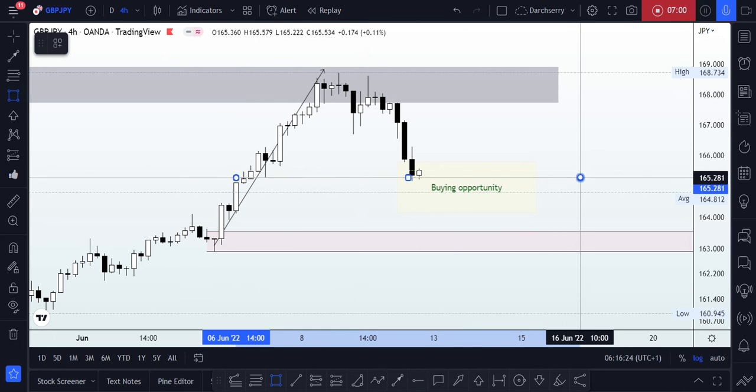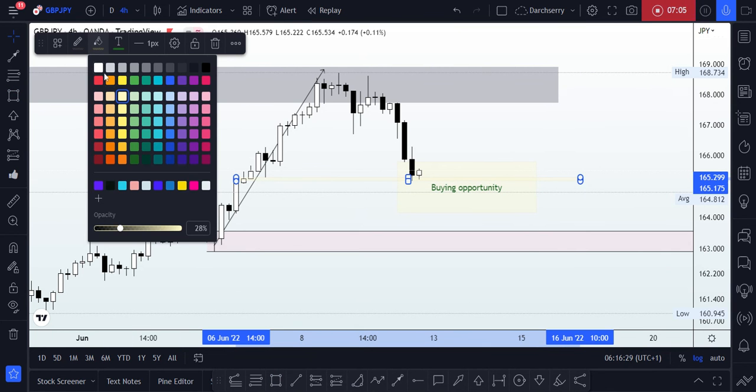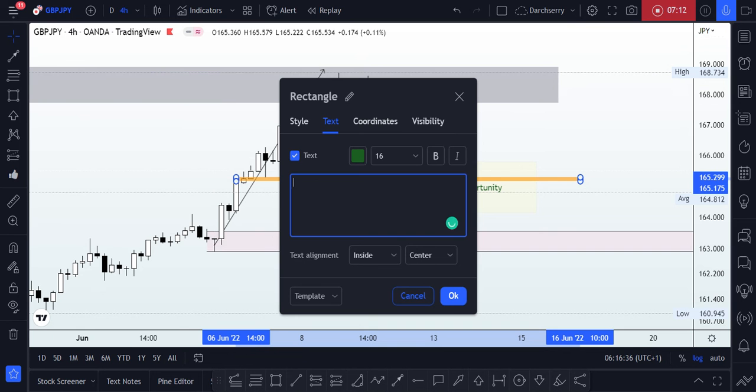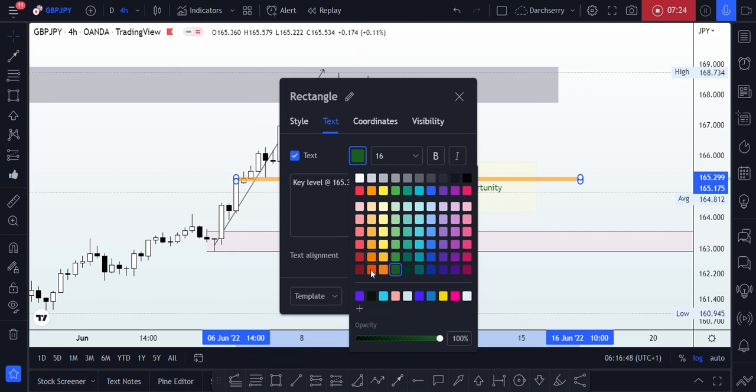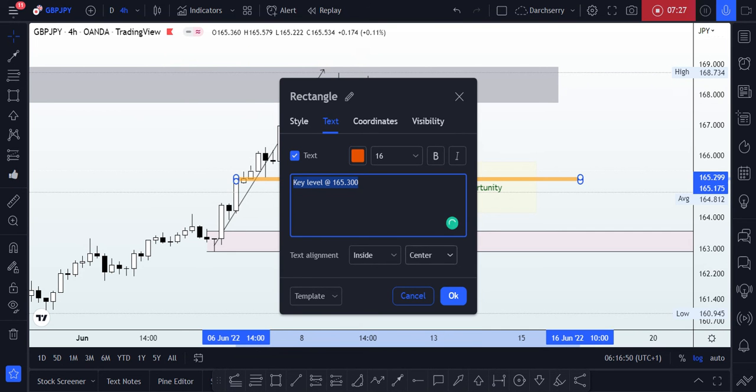So if I draw a key level here, we give it a gold color. Let's make this color a little bit thicker. So for the sake of clarity, I want us to label this key level at 165.300, which will be my guide going forward. So let's place this here. We have this.